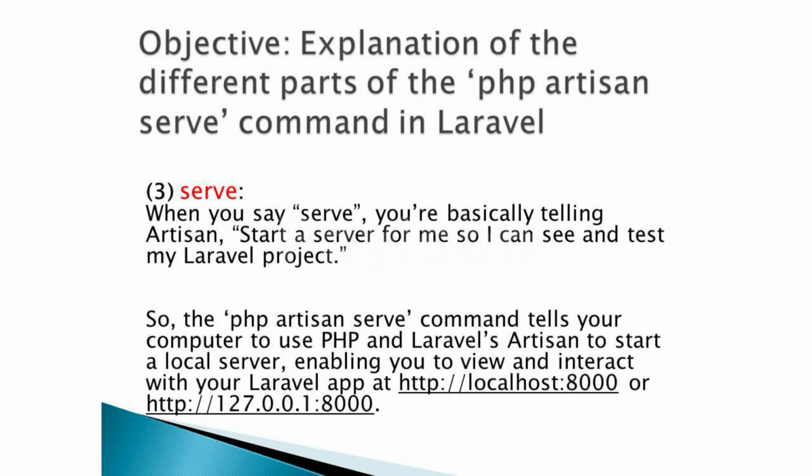So if we join all of them together, when we type PHP artisan serve, what we actually mean is that Laravel artisan should start a small server for development, and you can open the Laravel application in a web browser with an address that looks like http://localhost:8000 or http://127.0.0.1:8000. With this, you can test and see the changes we make to our application. That is the purpose of the PHP artisan serve command.